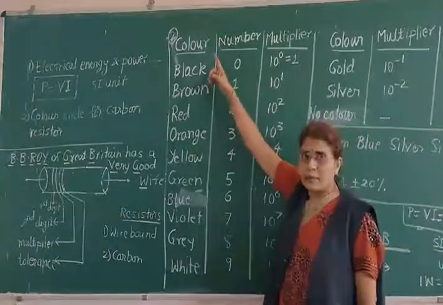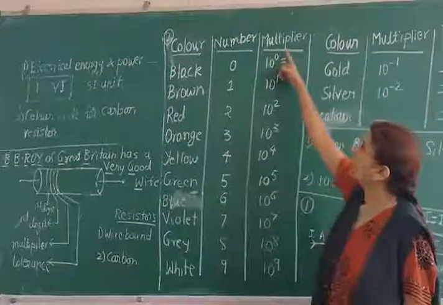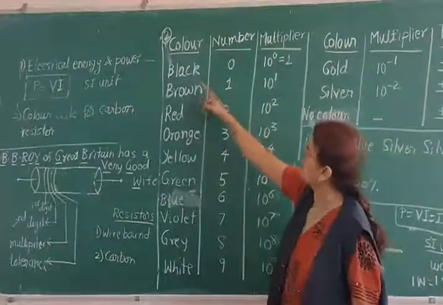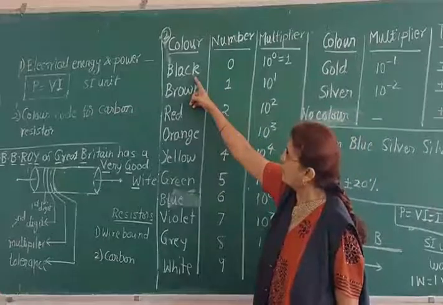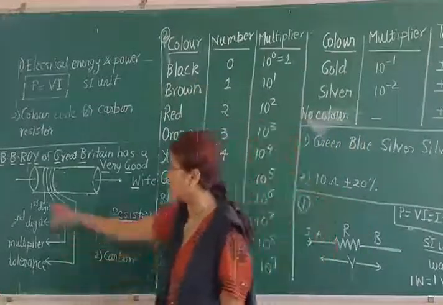I have made columns here: color, number, multiplier. So now let us come to this one. First color, black. So how to remember the colors now? I have given one sentence here.